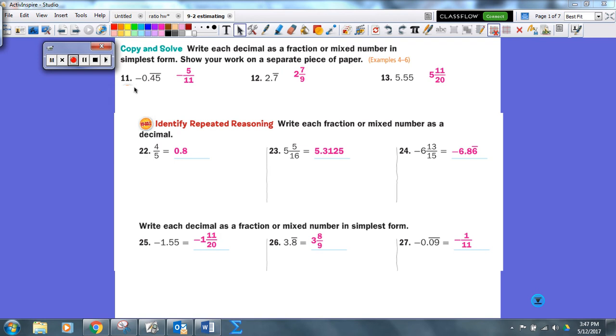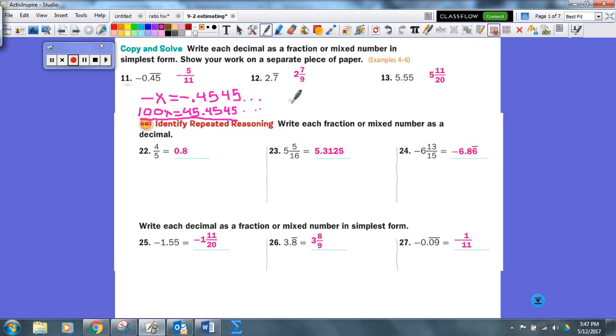So for number 11, how I would make that a decimal is I let x equal 0.454545. I'm going to ignore the negative because I know my answer just needs to be negative. And then I do 100x because I need to move my decimal over 2 places. So I get 45.454545, and that keeps going forever and ever. They both do. And then I'm going to make the top one negative so that I can add them together.